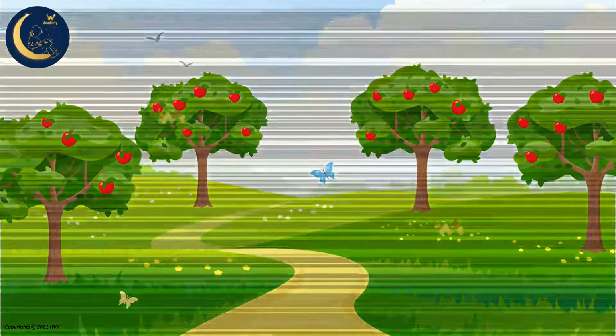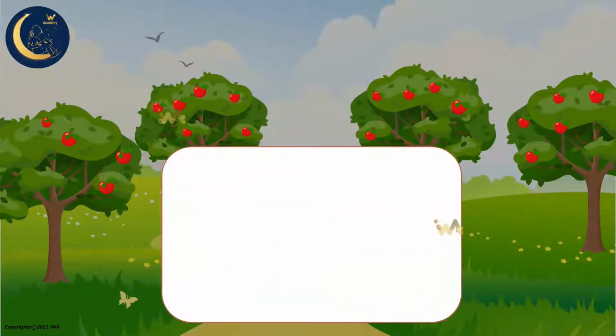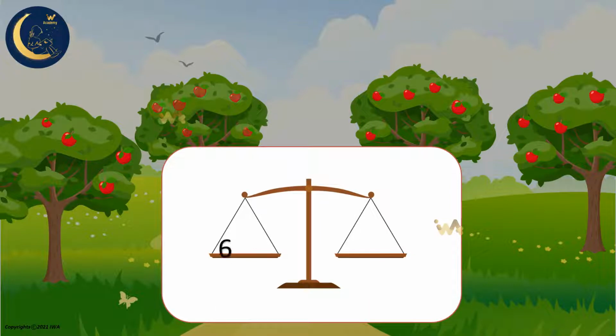So, my friends, if we place the number of apples in the first garden here as 6 plus 4, and the number of apples in the other garden here as 5 plus 5, we will see that two sides of the scale are balanced at the same level. This means that numerical value of the two sentences is the same, and that is 10.